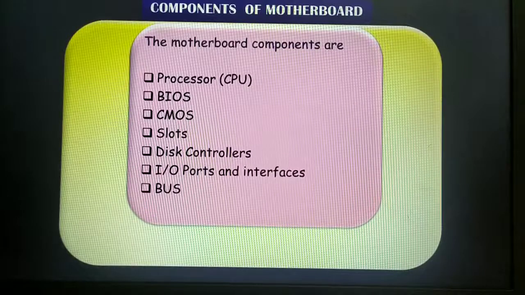So let us continue with our chapter, Typical Configuration of Computer System. In our previous video, we have completed the components of the motherboard. In that we have completed the processor, BIOS, CMOS and slots. In slots we have studied the different kinds of ISA slot, AGP slot, PC card. So different kinds of slots we have completed.